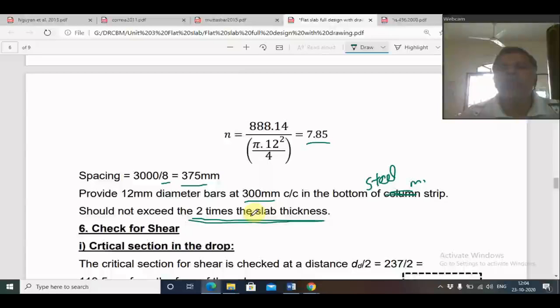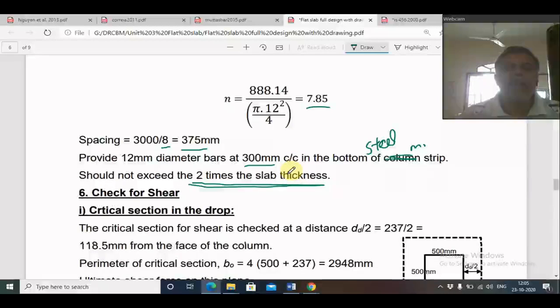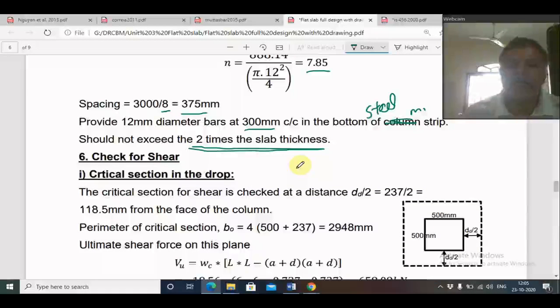Slab thickness is 215. 215 into 2, 430 mm. I have provided only 300 mm. So it is much less than the 430. So it does not exceed the limits. Again, the last step is check for shear. Check for shear is a very important step.